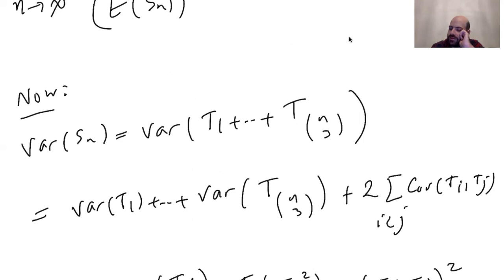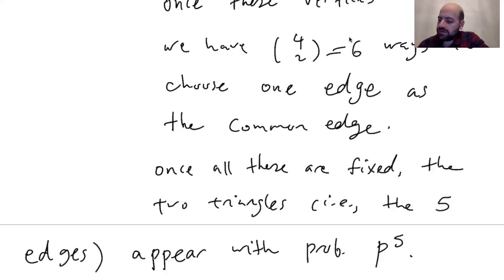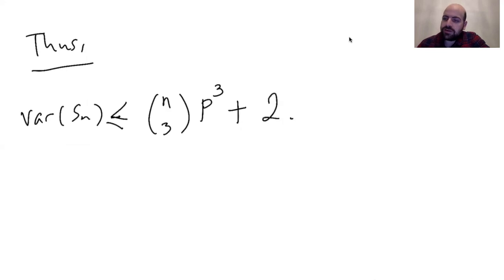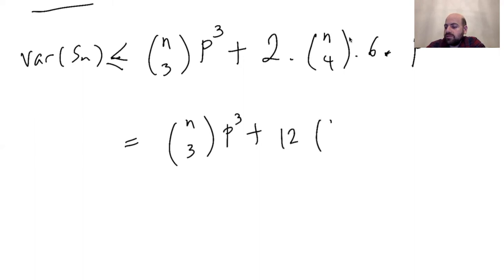Now each of these covariance terms is bounded above by p to power 5. How many such terms do I have? N choose 4 times 6. And there is 2 outside of the bracket. It was 2 times the sum of covariances, right? So 2 times n choose 4 times 6. And once everything is fixed, we said that p to power 5 is the upper bound. So this is n choose 3 times p to power 3 plus 12 n choose 4 p to power 5.